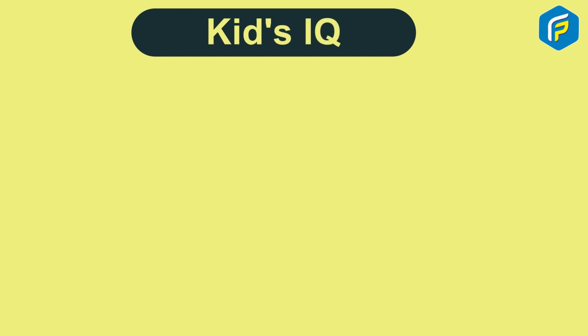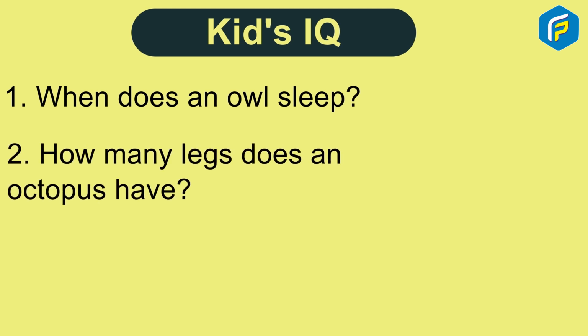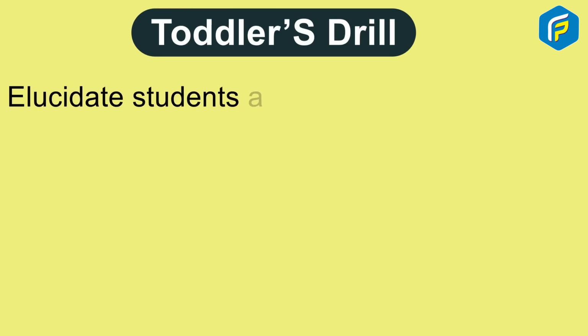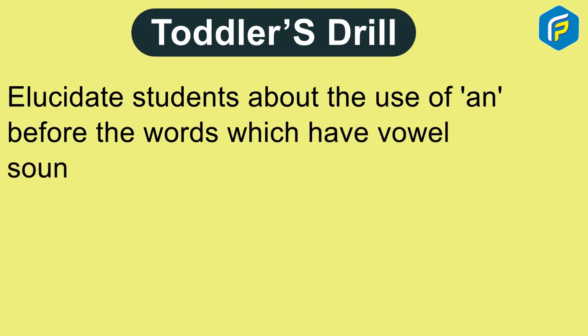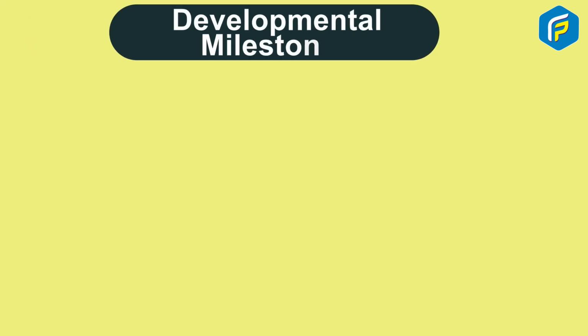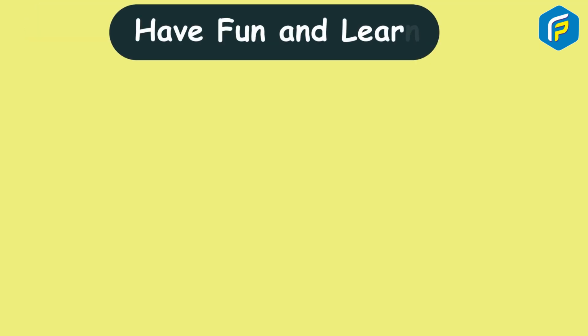Kids IQ. When does an owl sleep? How many legs does an octopus have? Toddler's drill. Elucidate students about the use of an before the words which have vowel sounds A, E, I, O, U. Developmental milestones: pronunciation, distinction, recognition.